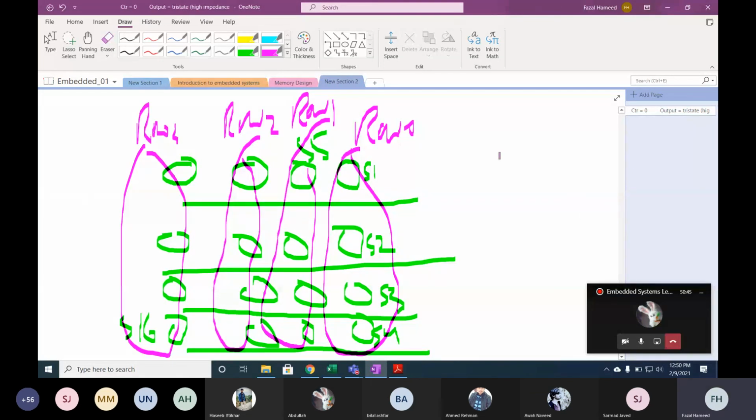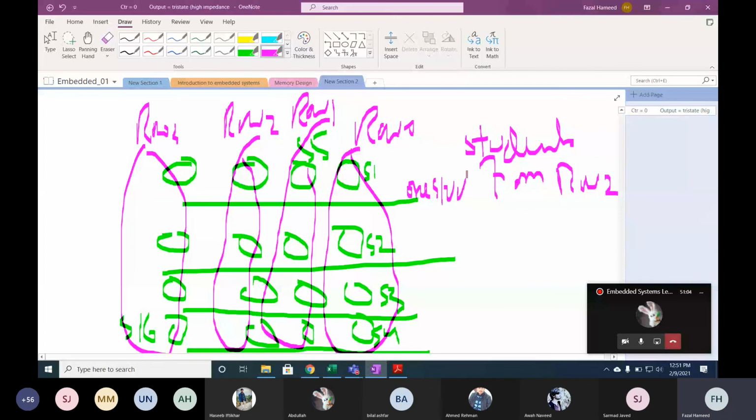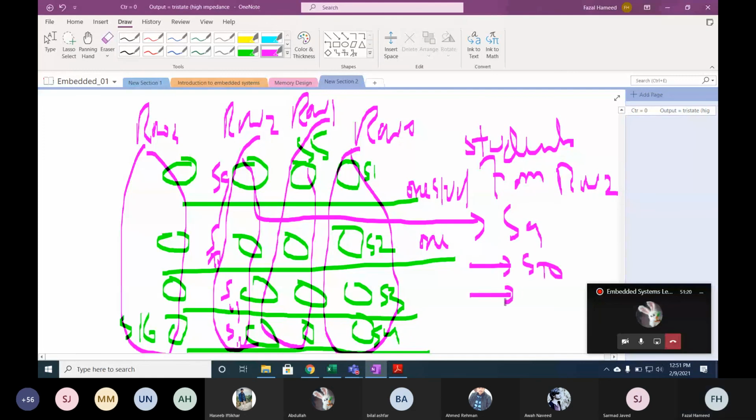And if I am the teacher and I say, okay, students from row 2, please come here. Now this is a bus, and with this bus only one student can pass here. So student 8, student 9, student 10, student 11, and student 12 with the ID will come on the bus. So what is the size of the bus in this particular example?